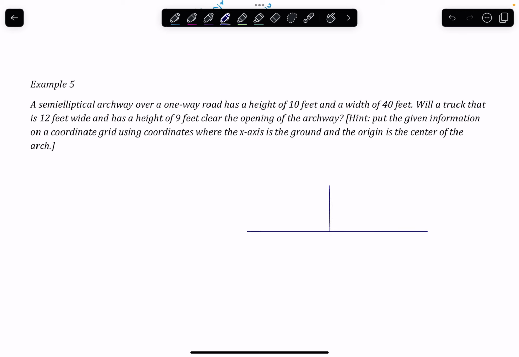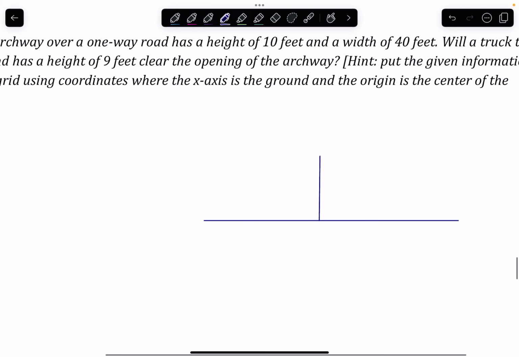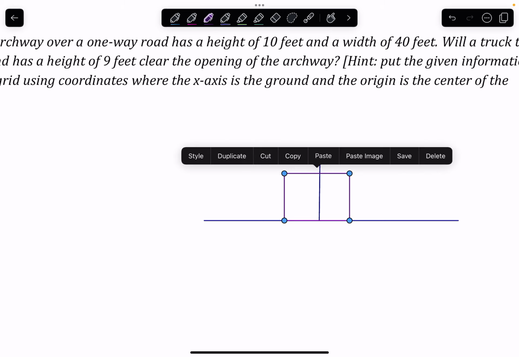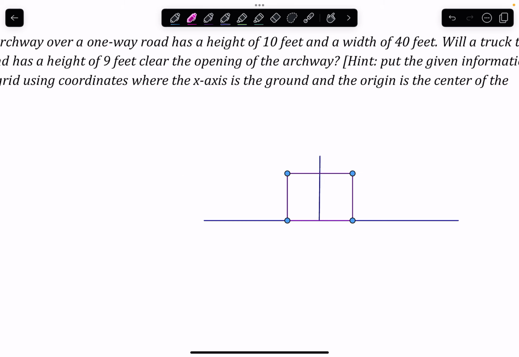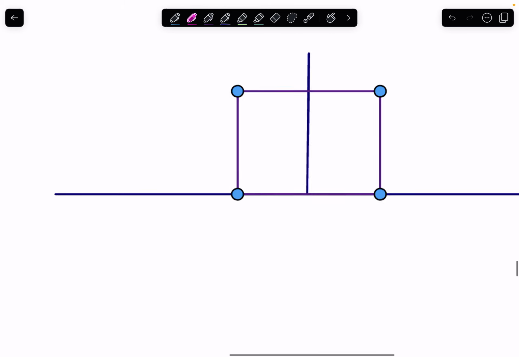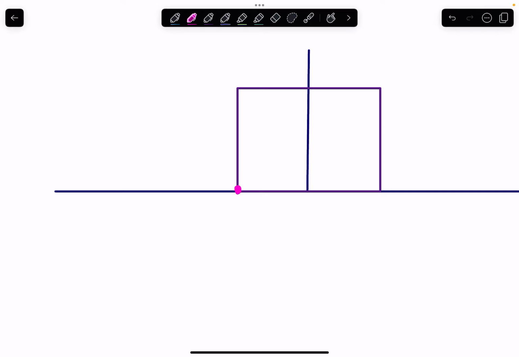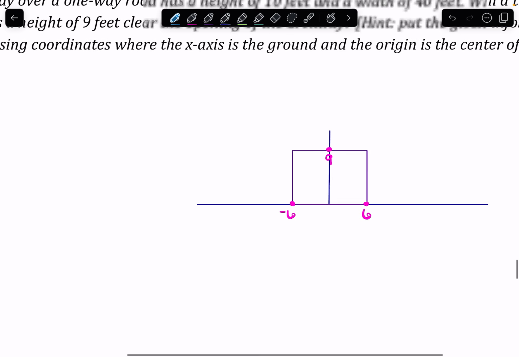So I really don't need to go below, so we'll just stop it there. All right, so we've got a truck. I'm going to keep it simple. There's my truck. I think I got him pretty centered on there. It says the truck is 12 feet wide, so that means it's going 6 either direction. So this point here would be -6. This point here would be +6. And it's 9 feet tall. So I know this point right here is going to be 9.